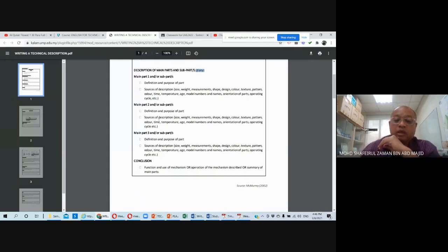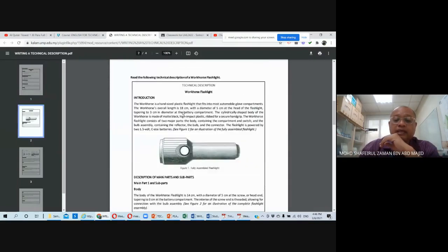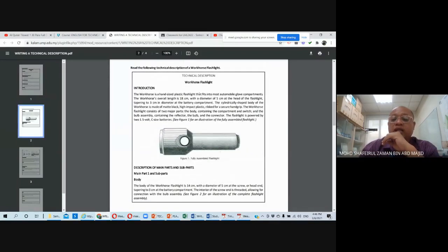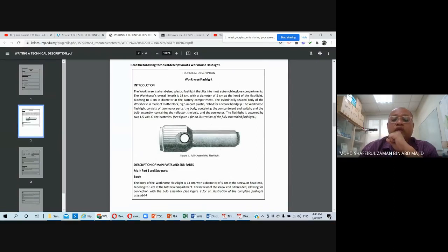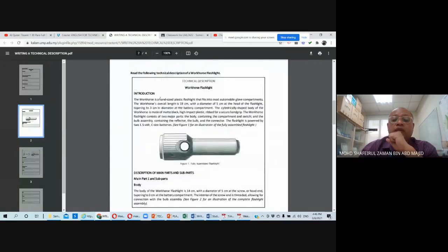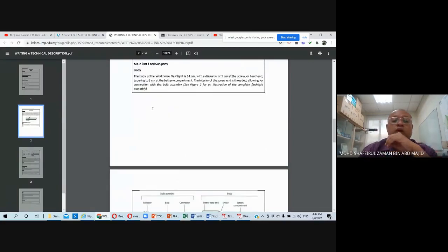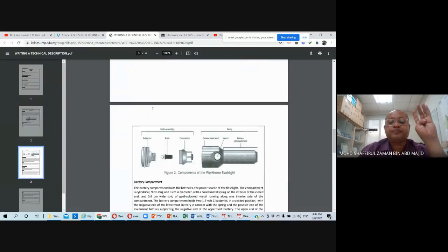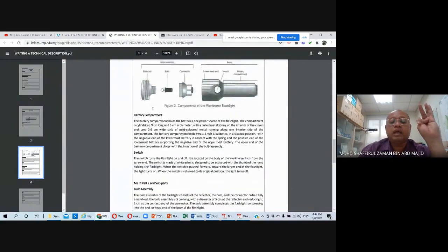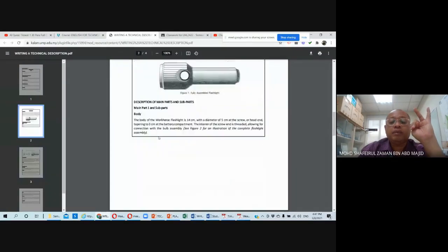Next we have the example here. Workhorse flashlight. This is the name, the title, and then you have the image or the graphic here, and then you have the introduction. Then the description of main parts and subparts. Main part one consists of the body, the battery compartment, and the switch. So there are 3 subparts for main part one.